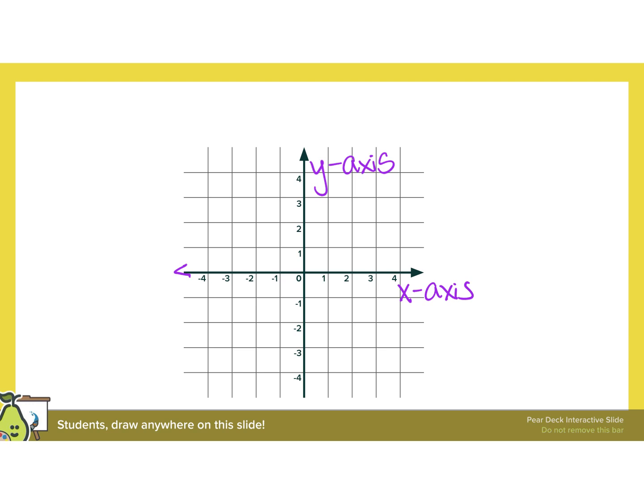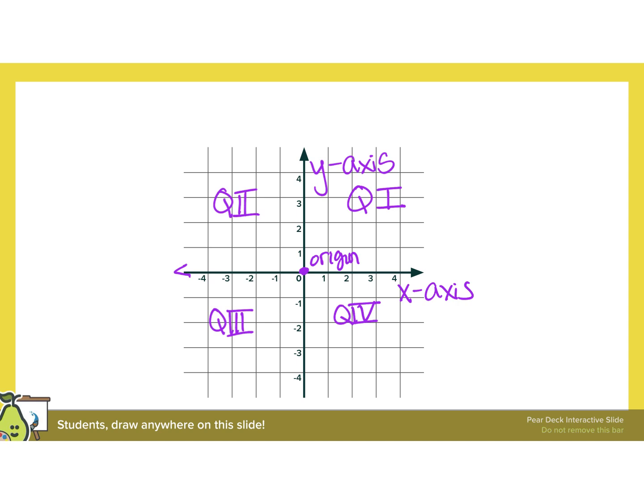Next, you're going to label your origin. This point where the two axes meet is called the origin, the point 0, 0. Okay, and then finally, we label each quadrant. Quad means 4. This is split up into 4 parts, and each part is called a quadrant. And we label them with Roman numerals. So this is quadrant 1. This is quadrant 2. Quadrant 3 down here. And finally, quadrant 4. So it goes counterclockwise, the way we number the quadrants.